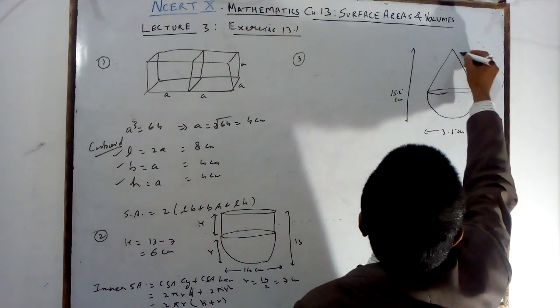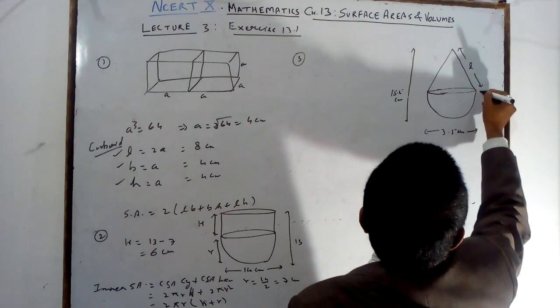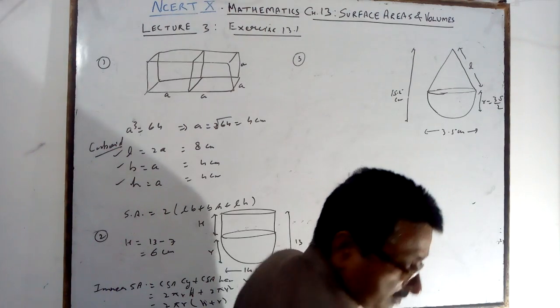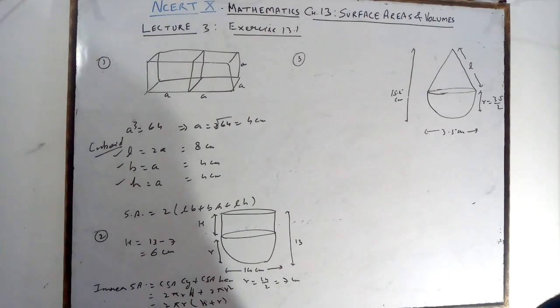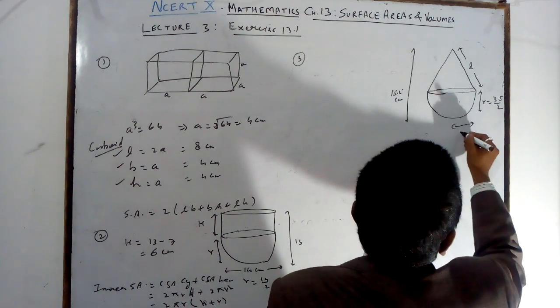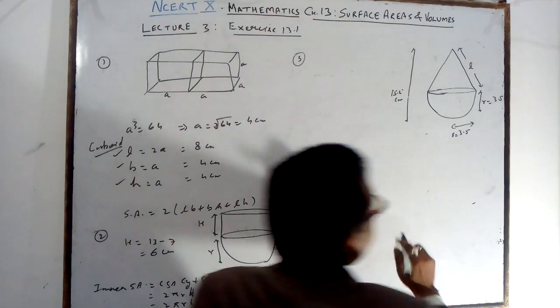So what will you write? You want to get this l. Very important. What is r? r is equal to 3.5 by 2. But the radius is given as 3.5. No, I have written wrong. Radius is directly given as 3.5.